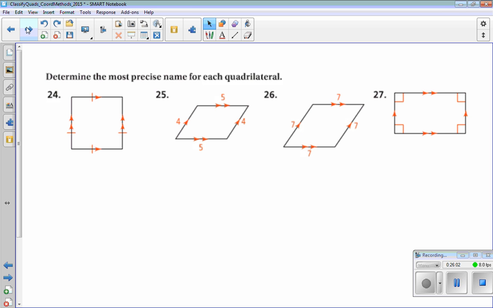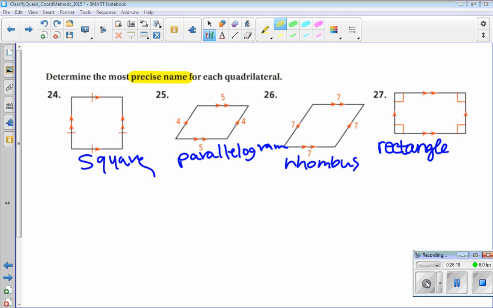I'm going to have you come up and write the name, the most precise name. So if it's more than just a regular old parallelogram, like I know it's a rectangle, say rectangle. If I know it's a square, say square. The most precise name. Go ahead and think about it. I'm going to pause it, and you talk about it in your groups. Tell me what you think. I disagree with one, so talk in your groups and figure out which one is maybe not correct. The other 3 are fine. Decide which one you disagree with.